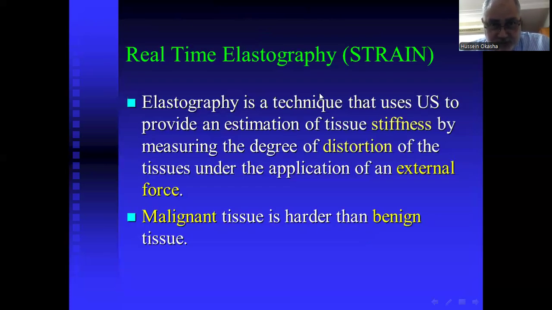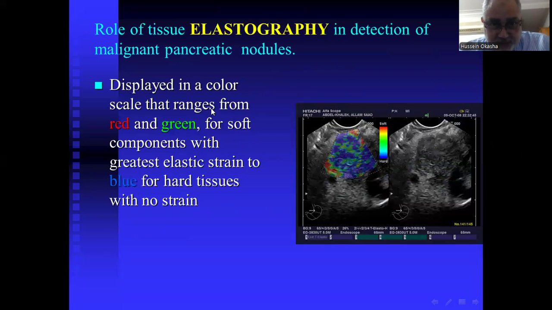Let us talk about real-time strain elastography, which we all know because it has been available for many years. Elastography is a technique that uses ultrasound to provide an estimation of tissue stiffness by measuring the degree of distortion of the tissue under the application of an external force. Here, the external force is the pulsation of nearby major vessels. Malignant tissue is harder than benign tissue. The different degrees of strain are displayed in a color scale that ranges from red and green for soft components with the greatest elastic strain to blue for hard tissue with no strain.